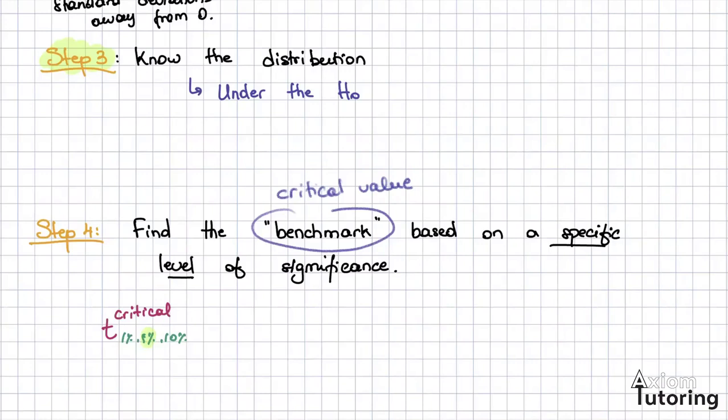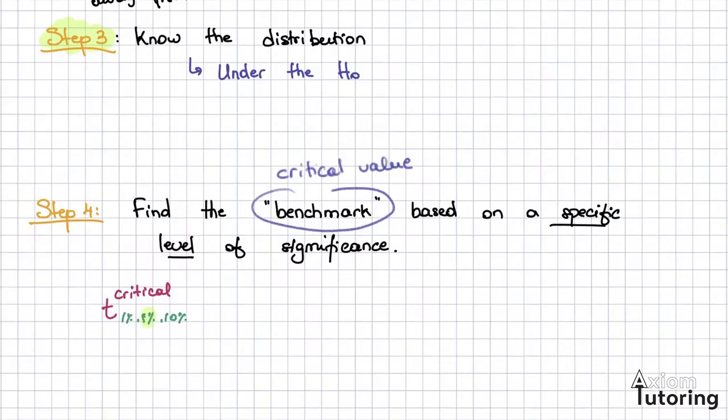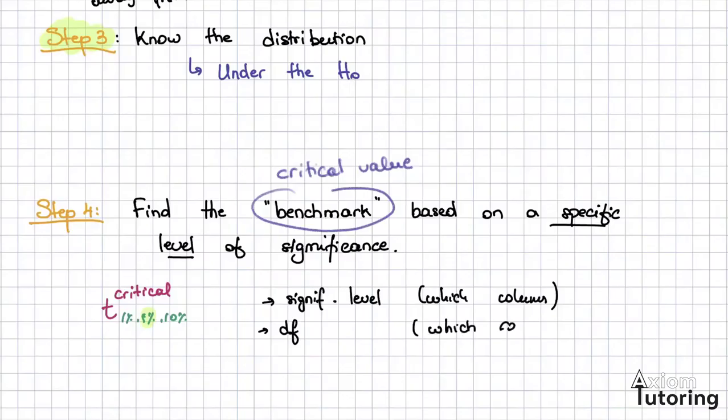Okay, so because again you are looking at the t-table to find the t-critical value, the most important elements that you need are the significance level, so that you know which column you're looking into, and then you also need the degrees of freedom so that you know which row you're looking into in the t-table. Once you have an intersection of the column and the row, you will find your t-critical.